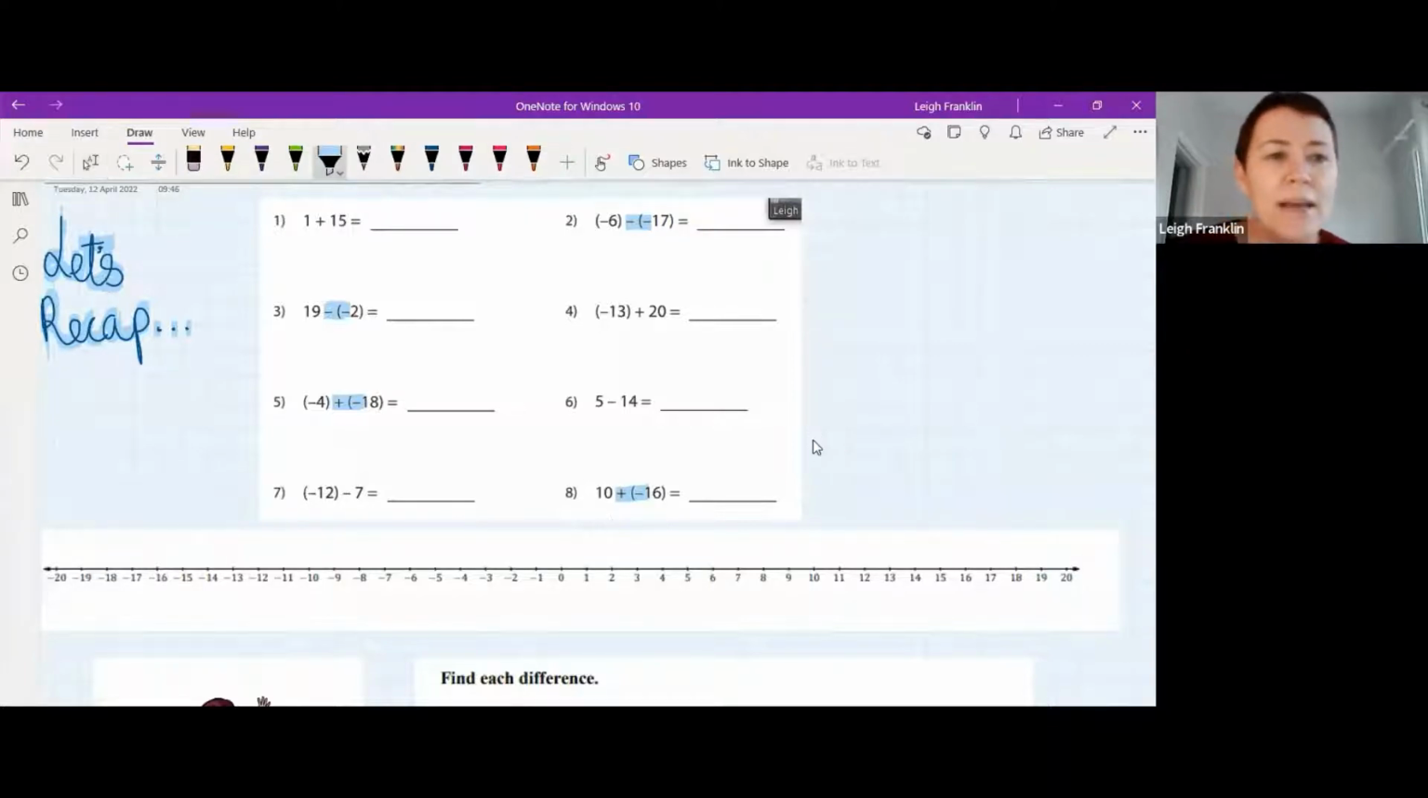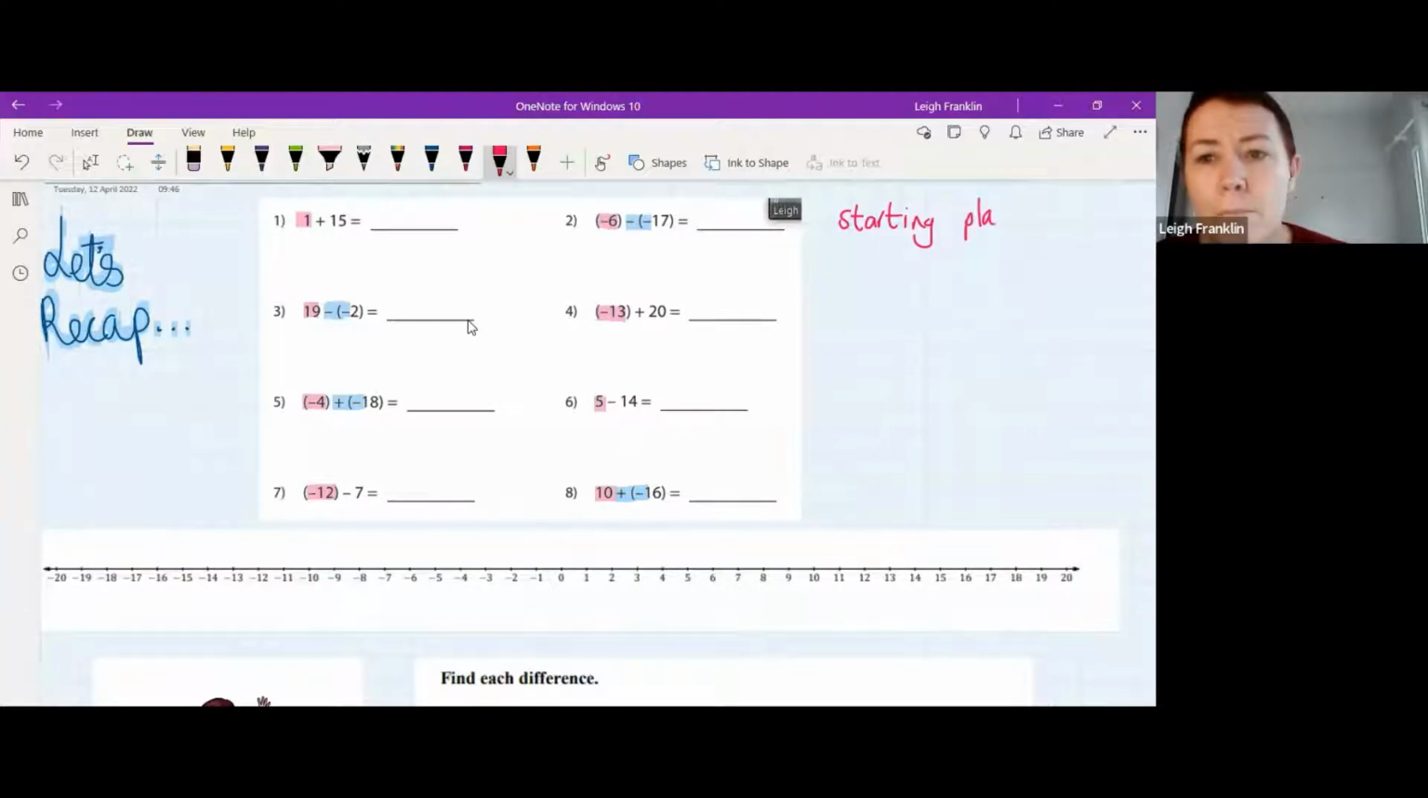Okay, the number in the beginning, and this one I'm going to highlight in pink, the number at the start. So in this case 1, in this case -6, in this case 19, here negative 13, here -4, here it's 5, here it's -12, there it's 10. That is where you are starting on the number line. So the pink is your starting place. All right. Then the signs that are blue are going to require you to simplify first.